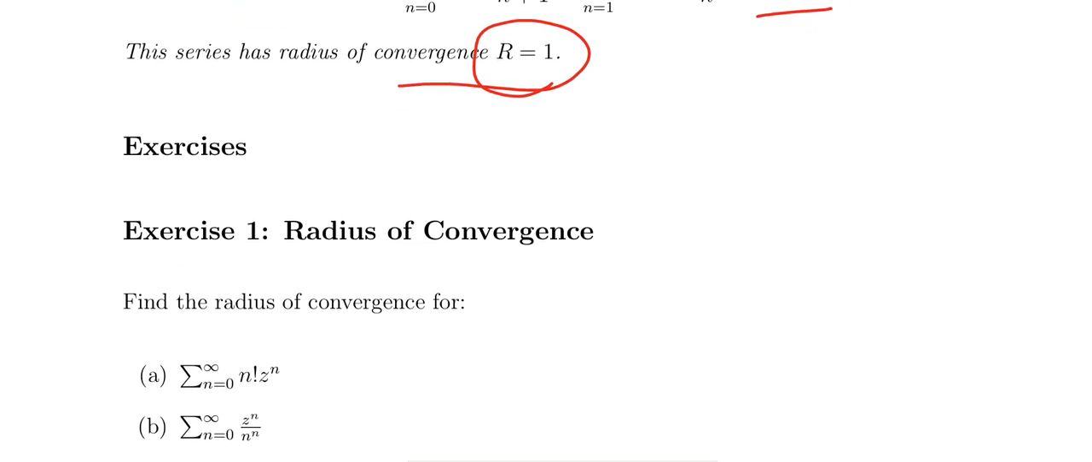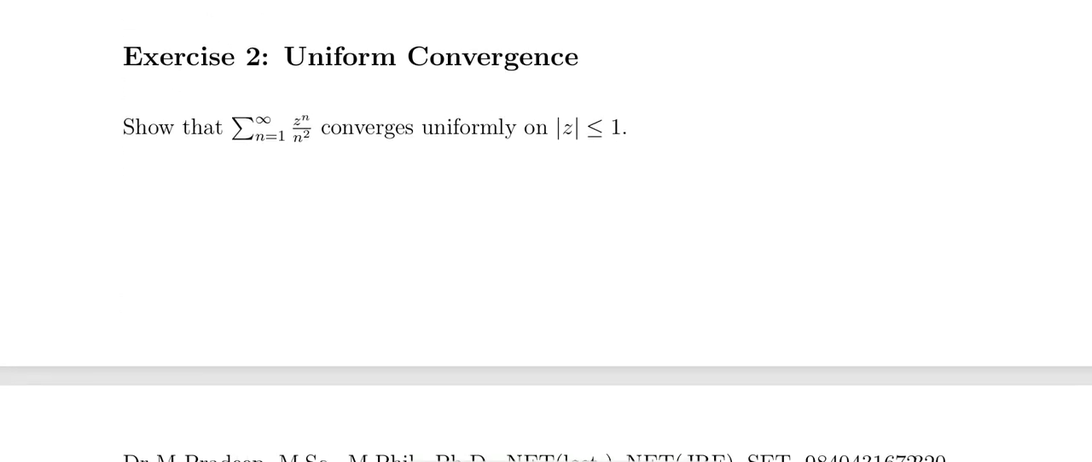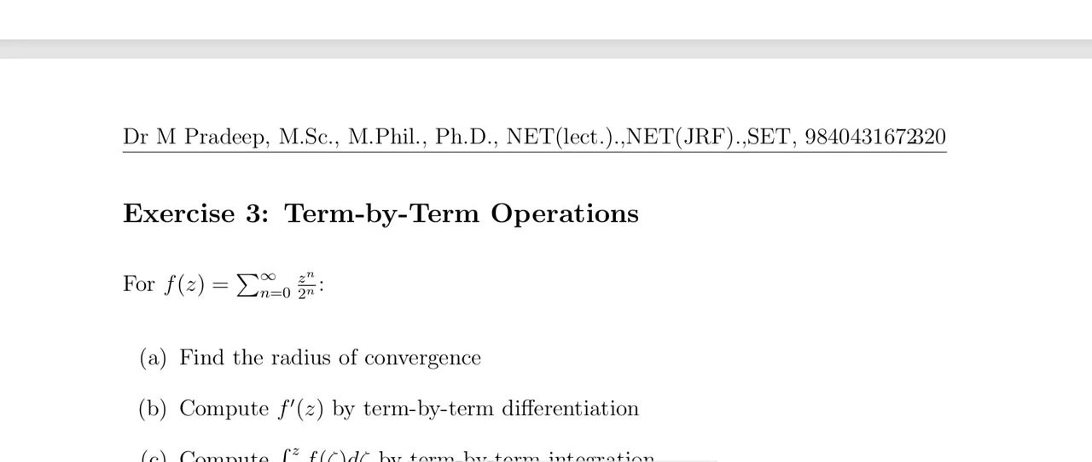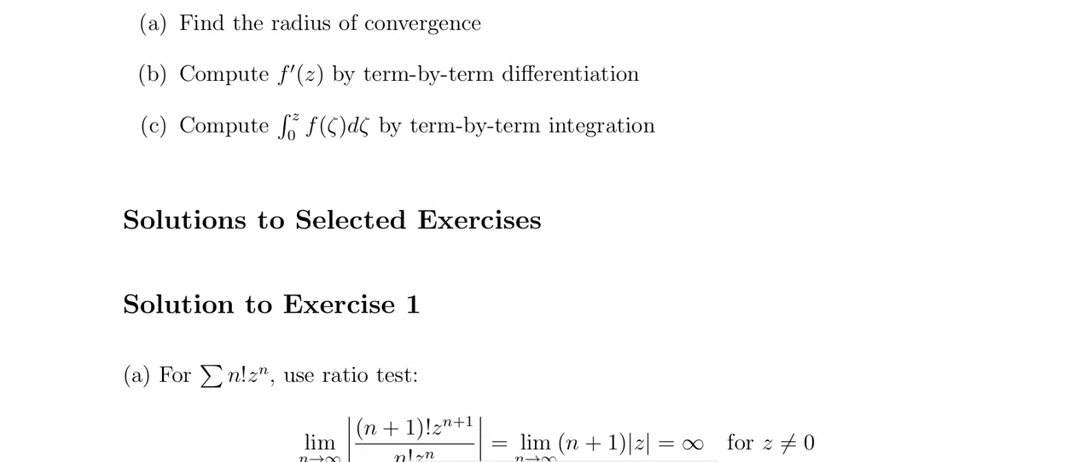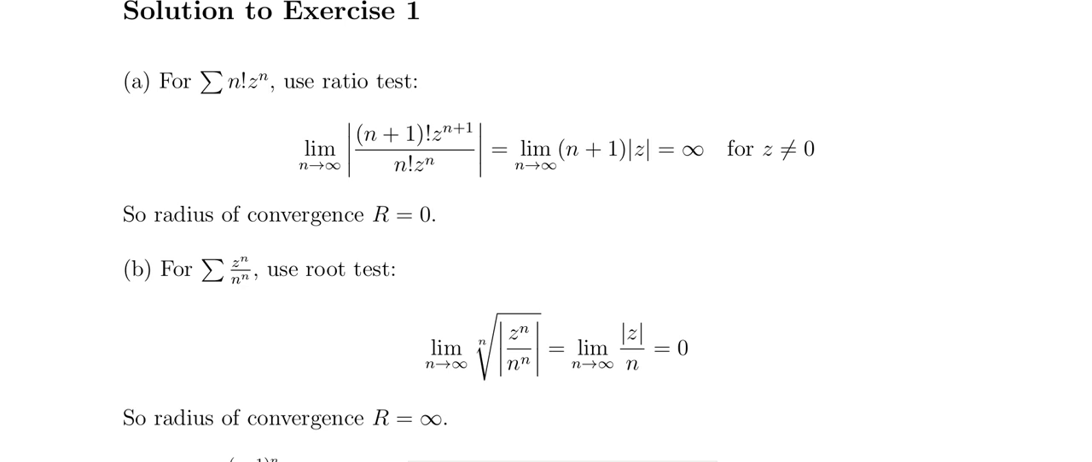Okay. So the radius of convergence for this one, that is just using the ratio test, limit n tends to infinity of a n plus 1 divided by a n. Applying it, that is n plus 1 into mod z, as n tends to infinity it becomes infinity for z not equal to 0. Therefore this value is equivalent to 1 by r. So the radius of convergence is 0.